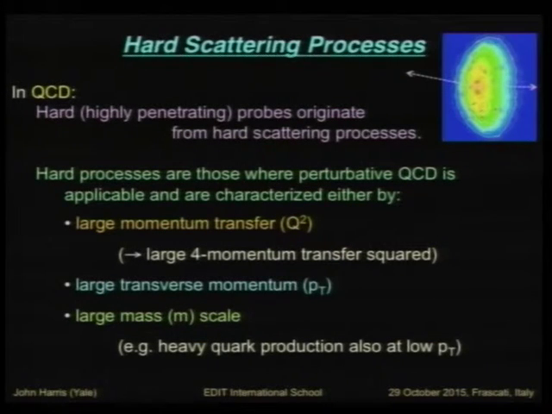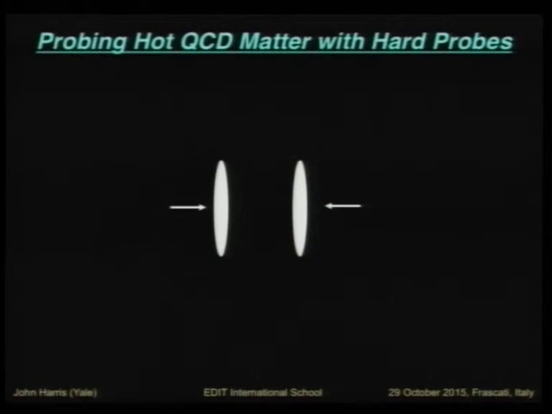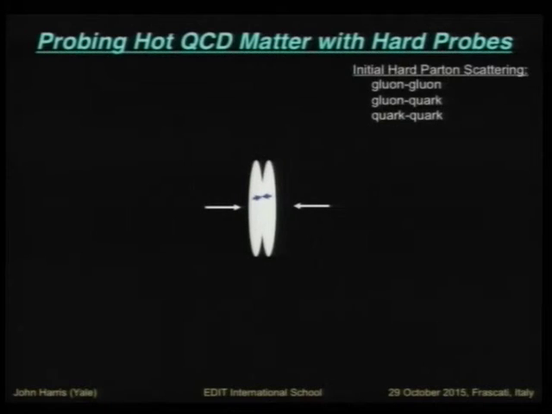So the main thing here is it's important and interesting because these hard probes can be predicted using perturbative QCD because they're large momentum transferred, squared processes, or a large mass scale like heavy quarks. So if you imagine a collision of two heavy nuclei, the probes we're going to use are the initial hard scattered partons, which are partons I use for gluons and quarks. And these could be gluon-gluon, gluon-quark, or quark-quark interactions.